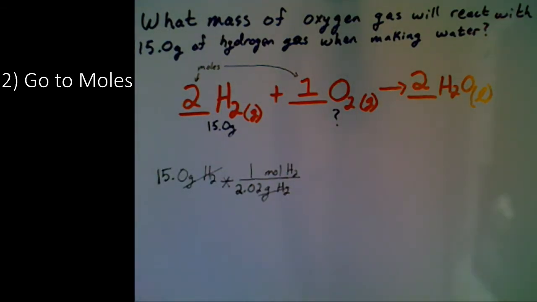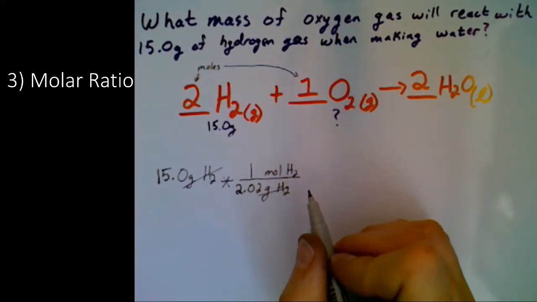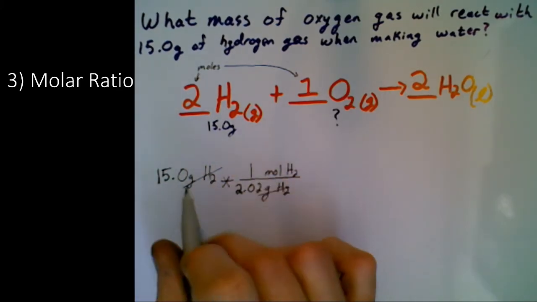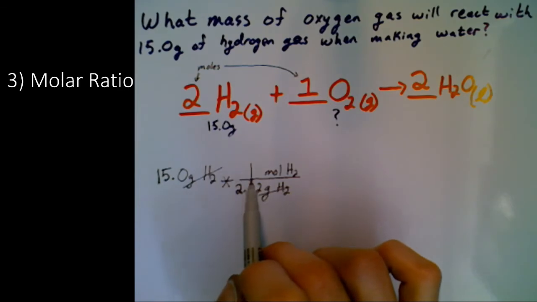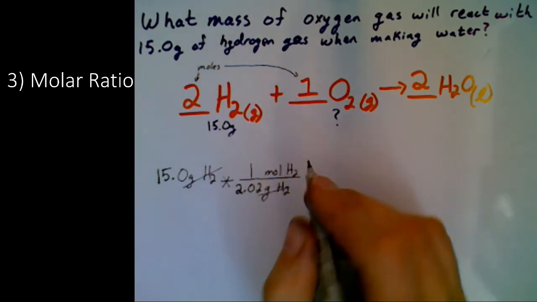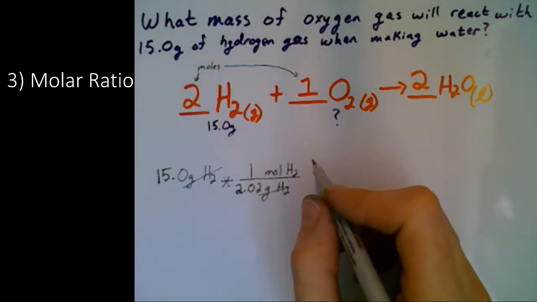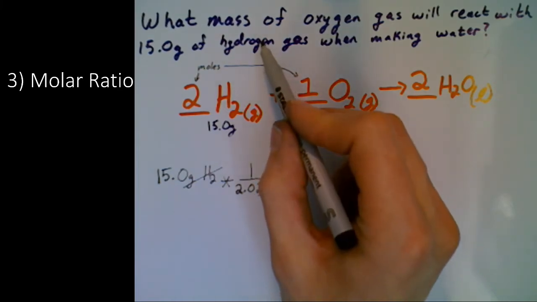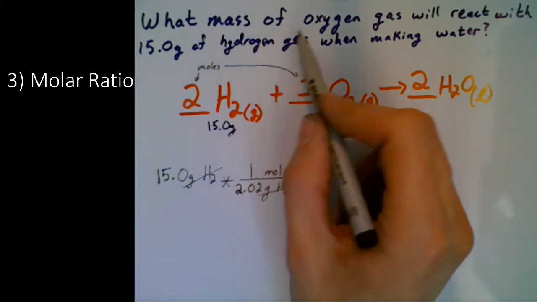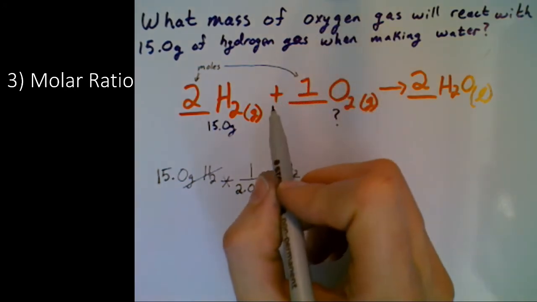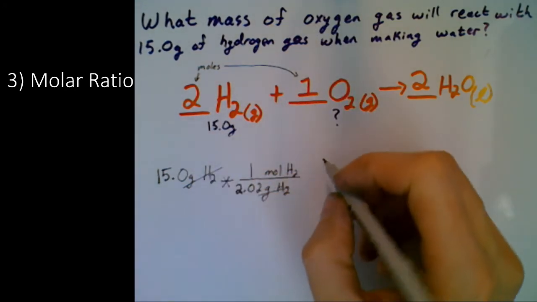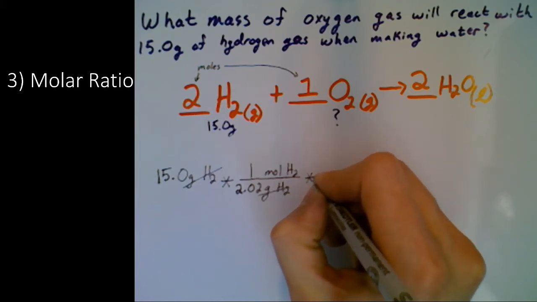So step number 3, molar ratio. This is the new step for stoichiometry. This is actually nothing new, right? We've written balanced equations before. We've done molar conversions from grams to moles before. But now what we need to do is convert moles of hydrogen to moles of oxygen. And remember, to do a conversion, we need a ratio. And luckily, we have one.